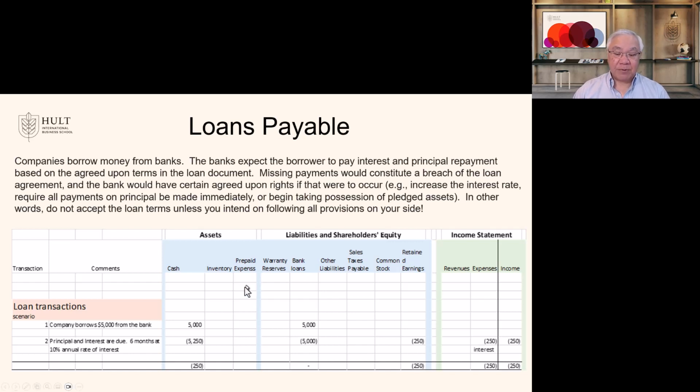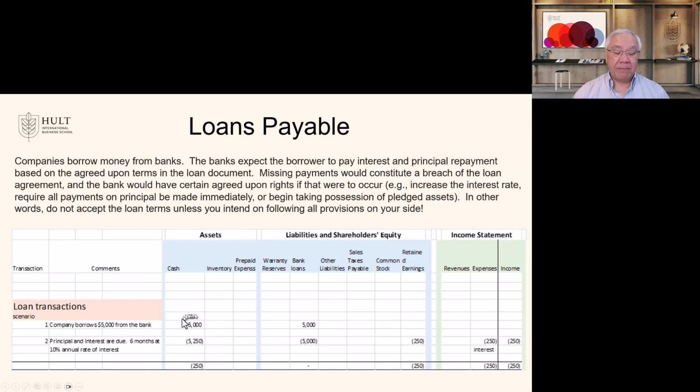So here's an example. We borrow $5,000 from a bank, so we get cash, it goes up by $5,000, and we owe the bank a loan of $5,000. Then we have interest and principal that we pay, and we pay off that loan. So $5,000 is the amount of the principal we repay, and the interest is a 10% annual rate, but we only had it outstanding for 6 months. So 10% of 5,000 is 500. Half, or 6 months' worth, of 500 is 250.